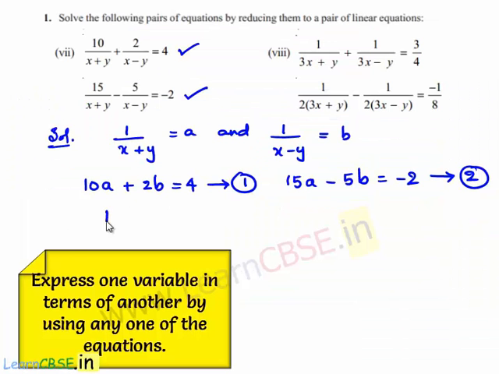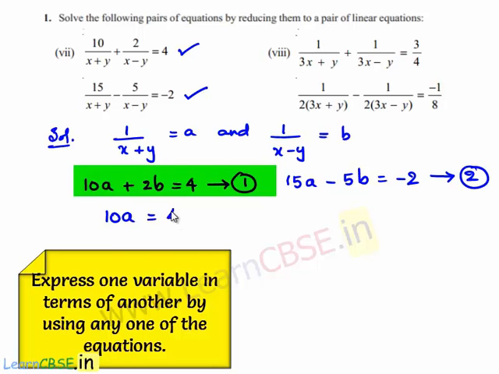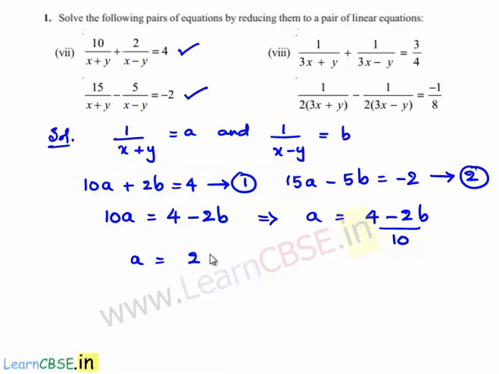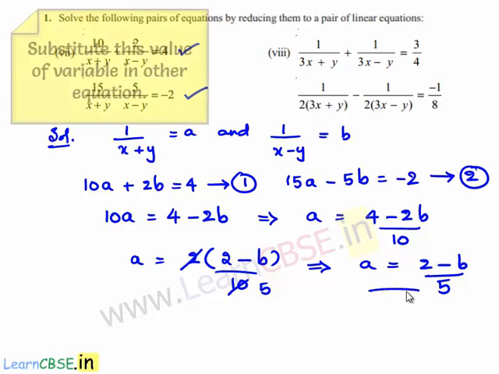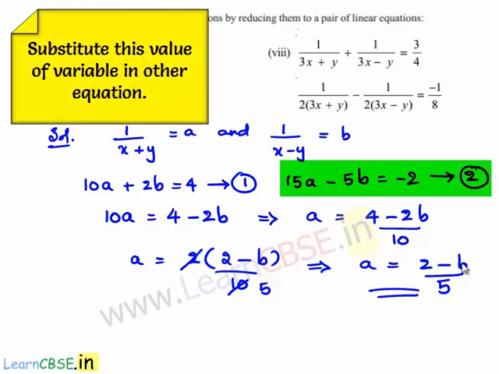So the first equation can be written as 10A is equal to 4 minus 2B, which implies A is equal to (4 minus 2B) divided by 10. So taking 2 as common in the numerator, we get 2 times of (2 minus B) divided by 10. 2 goes in 10 as 5. So finally we will be getting A is equal to (2 minus B) by 5. Now substitute the value of A, which is (2 minus B) by 5 in second equation.